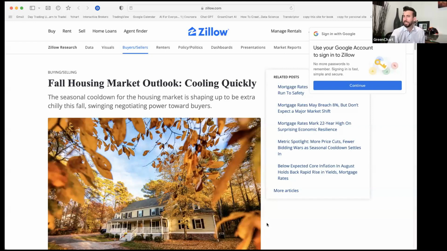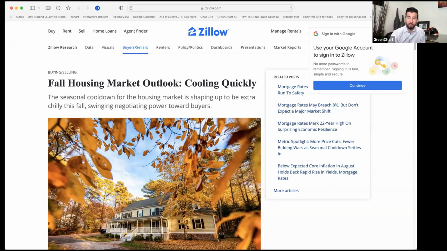So Zillow, so the news won't talk about this, but it's actually fascinating because no one in the news is going to the actual sources and saying, hey, maybe the experts actually know what's going on. Maybe the experts, I don't know, like the companies who have all the data on real estate actually know what's going on. You will not find this data, report, article anywhere other than on Zillow, where fall housing market outlook is cooling quickly. Now, this is just an article illustrating that.